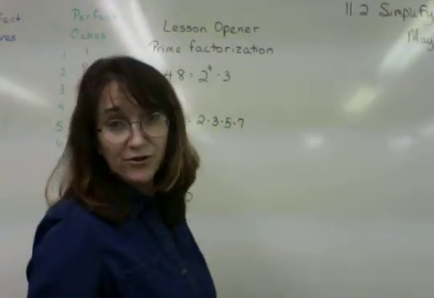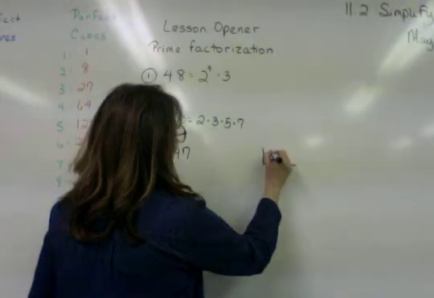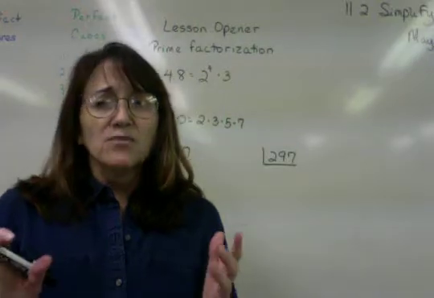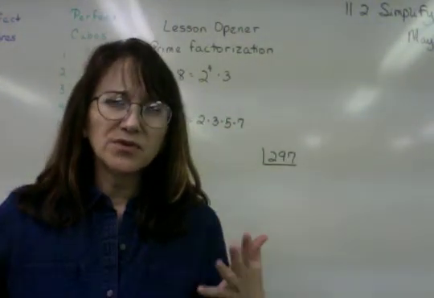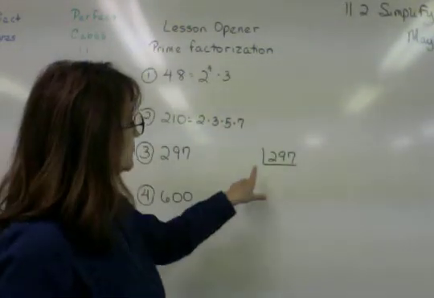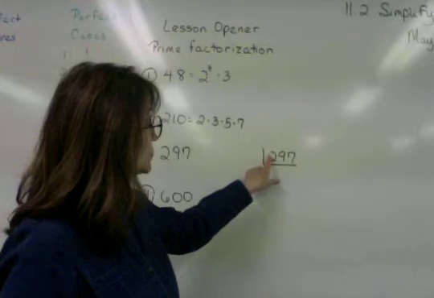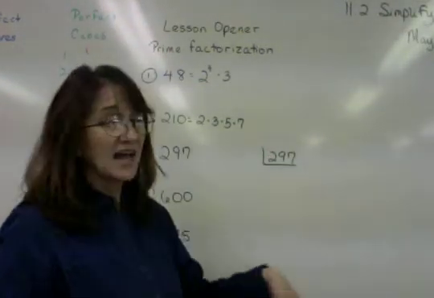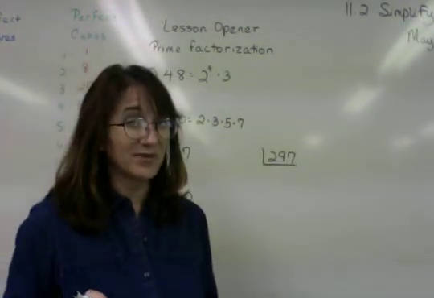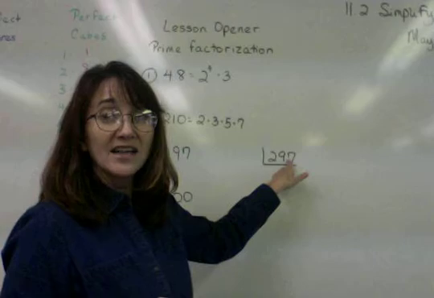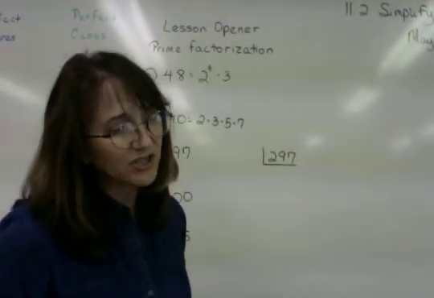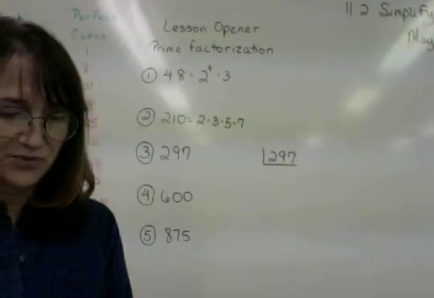Now I'm going to 297. 297 might be one of those where you hesitate, but you should use the divisibility rules that you learned in the 6th, 7th, and 8th grade. Even briefly, we went over them this year. If I add 2 plus 9 plus 7, and that equals a sum that's divisible by 3, then 297 should be divisible by 3. So 2 plus 9 is 11. 11 plus 7 is 18. That's divisible by 3, and that tells me that 297 should be divisible by 3.